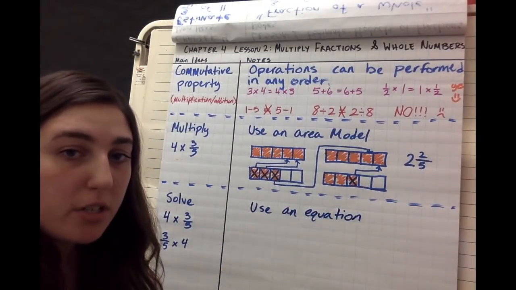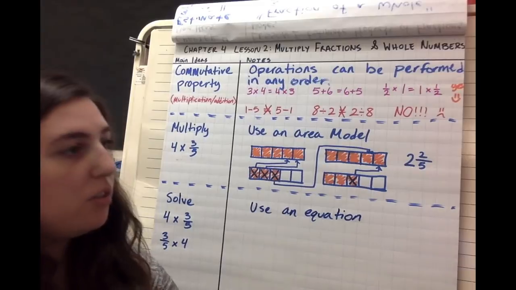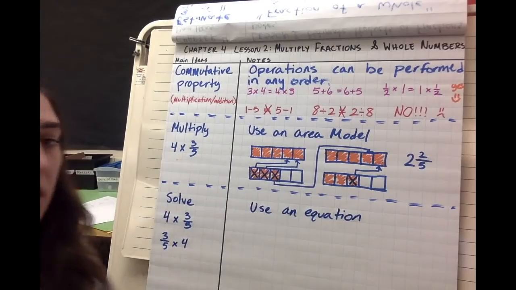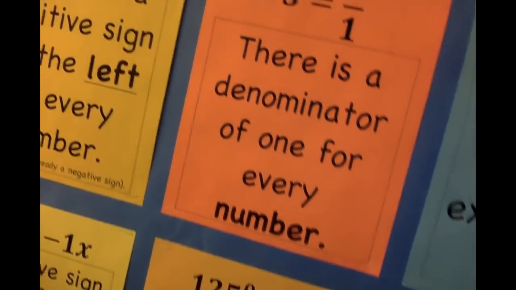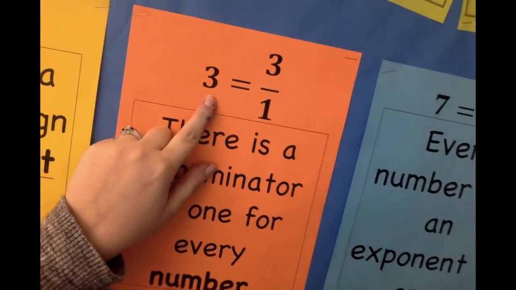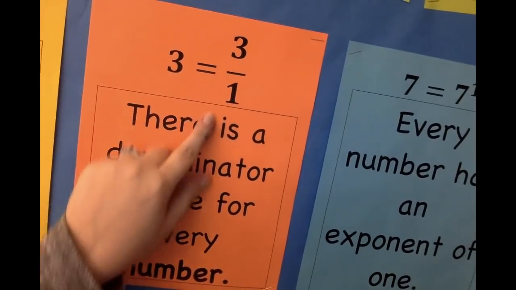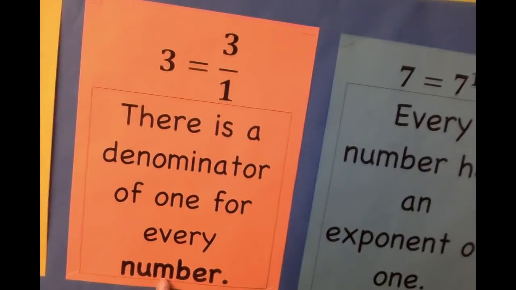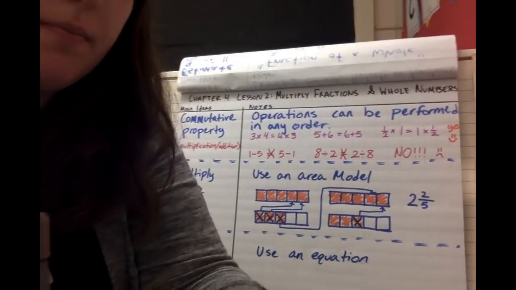In order to do that first, I need to show you something. So in order to know that I can solve this using an equation, here's what I got to show you. On this wall, we have invisible math. And if you take a look at this one over here, it says 3 is the same as 3/1. Okay, there is a denominator of 1 for every number. This is going to help us when we are trying to solve using an equation.